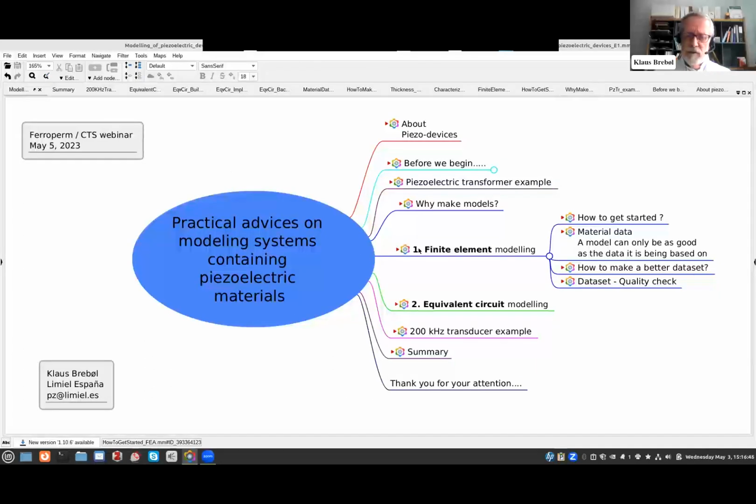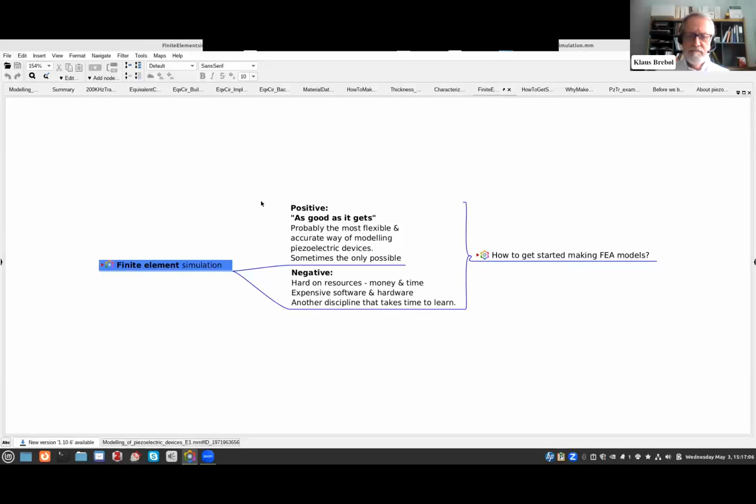And then we arrive at the point where we are going to talk about today's two different ways of making models. I'll begin with the finite element modeling, because it is in here that I show something that can be used later in the equivalent circuit models. So let's begin here. The positive thing you can say about finite element simulations is that they are as good as it gets. It's probably the most flexible and accurate way of modeling piezoelectric devices, and sometimes it's even the only possible way. The negative is that it's hard on resources, both money and time. You need expensive software and hardware, and it's another discipline that takes time to learn.